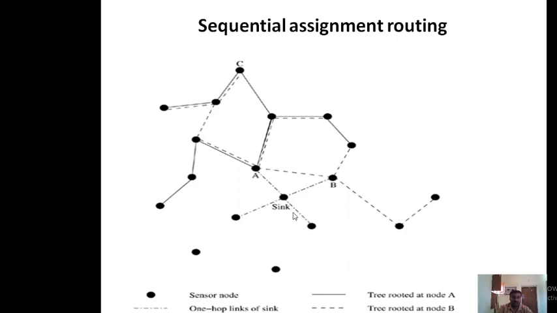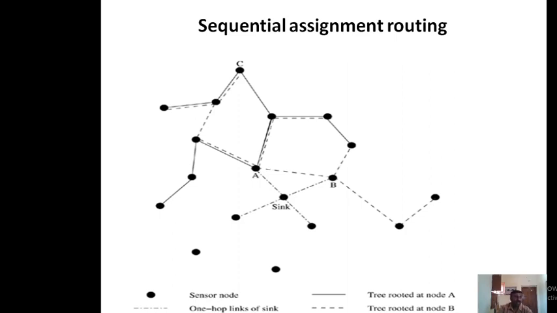The thick dotted lines are the one-hop links of the sink. This node is treated as the sink, and the roots exist at one-hop distance. That means this one may be treated as a root node, and this one, this one and this one. When data travels from the sink to the root and from the root to C, it may select the shortest path.